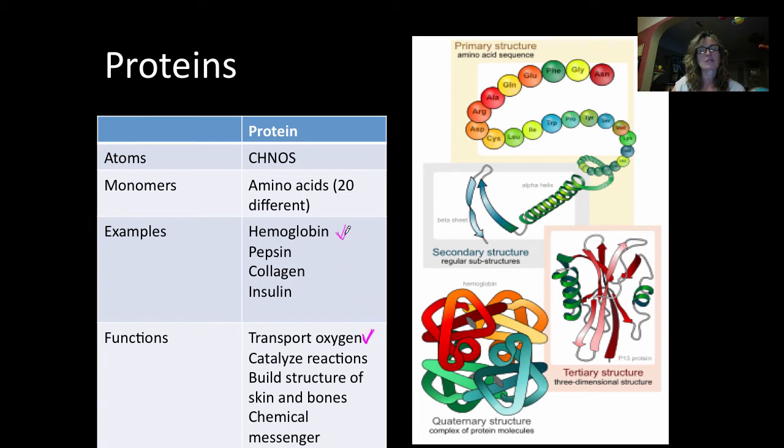Examples of protein are hemoglobin, which is used to transport oxygen in red blood cells, pepsin, which is created by the stomach lining, and it catalyzes the breakdown of proteins in our meals, collagen, which is made in the skin and bone, and it is used to build these structures, and then insulin, which is a protein chemical messenger. And it allows one cell to communicate with another cell in a different location in the body.